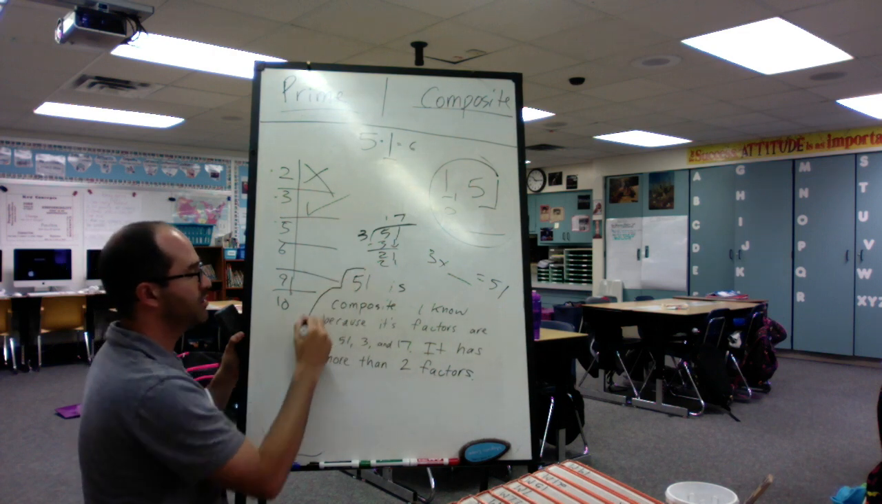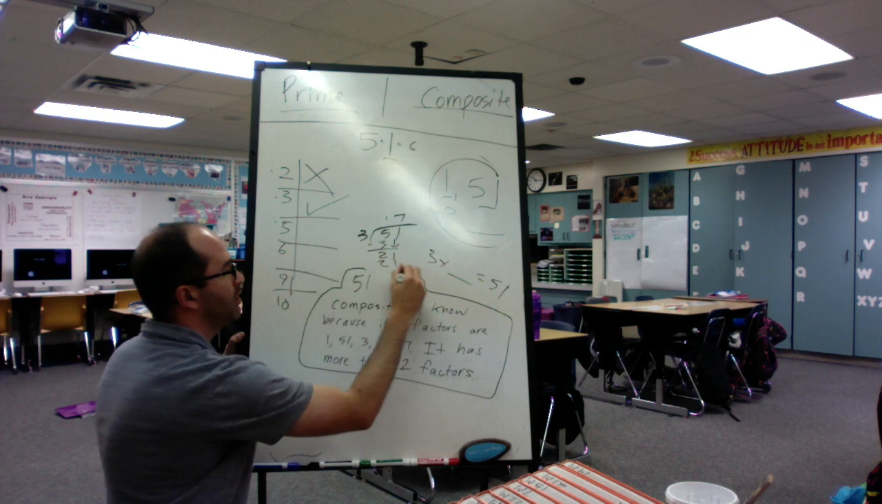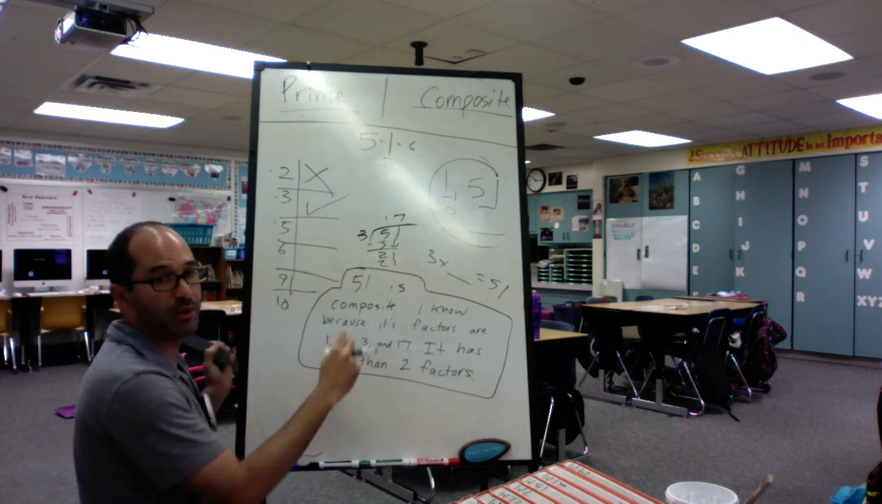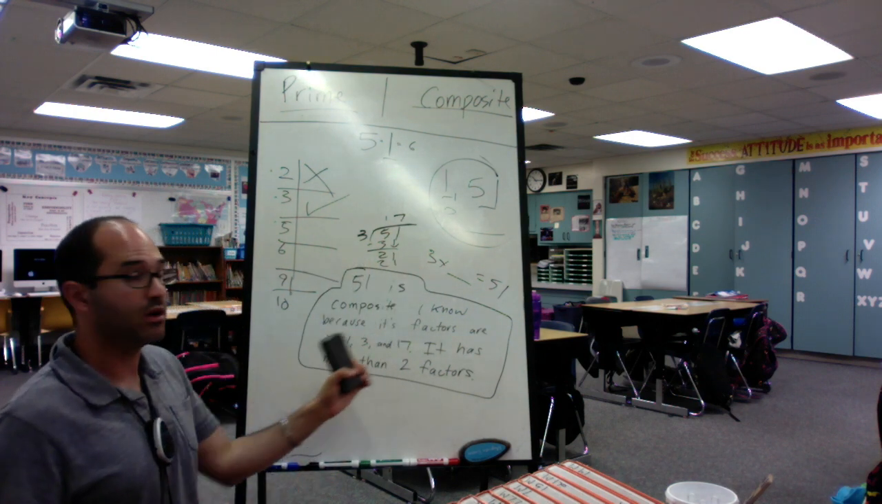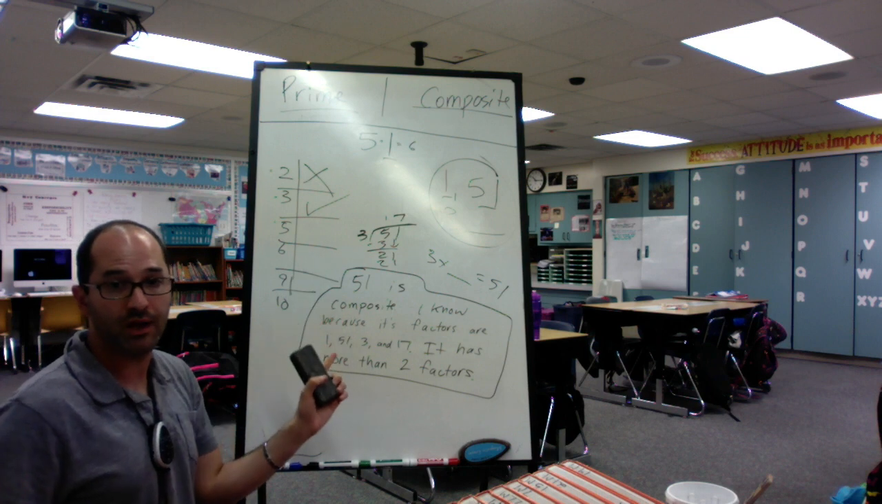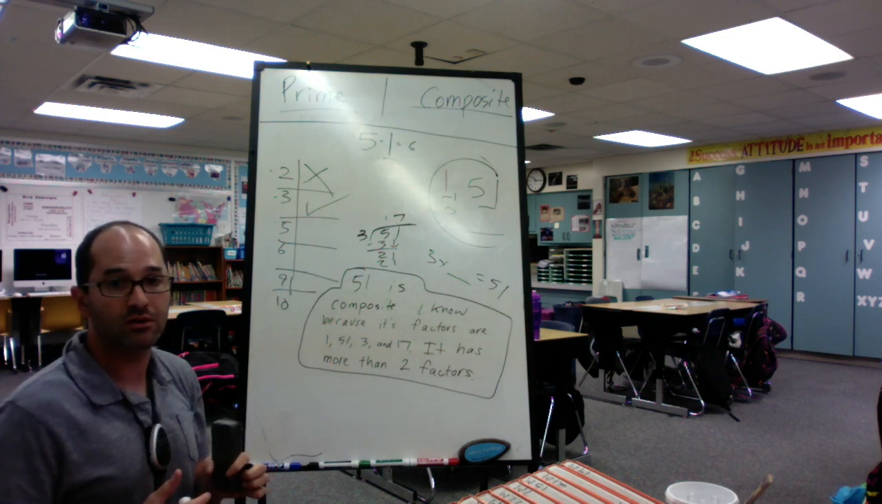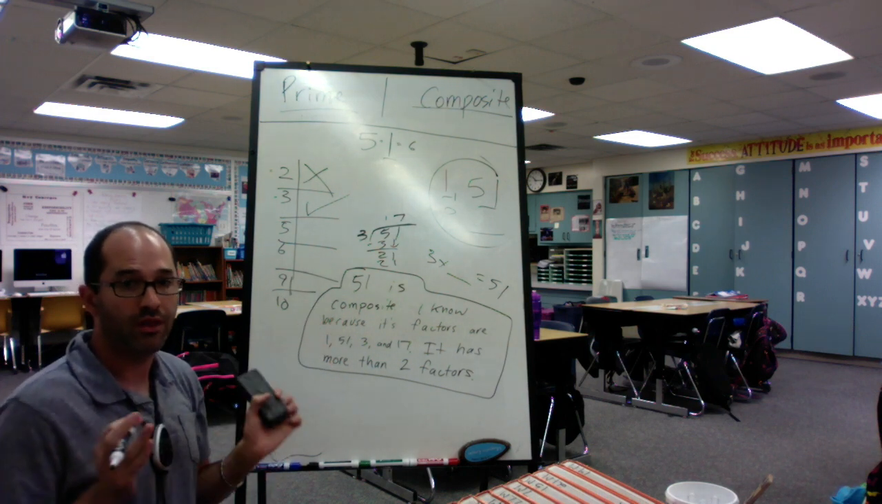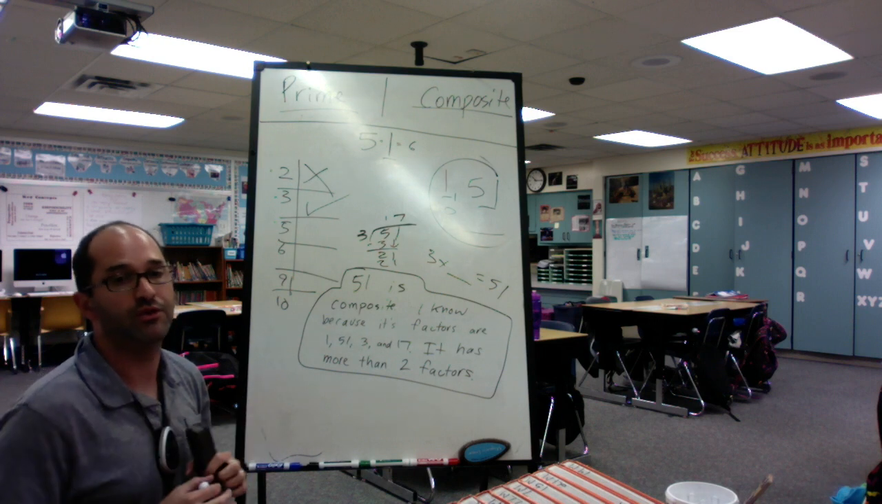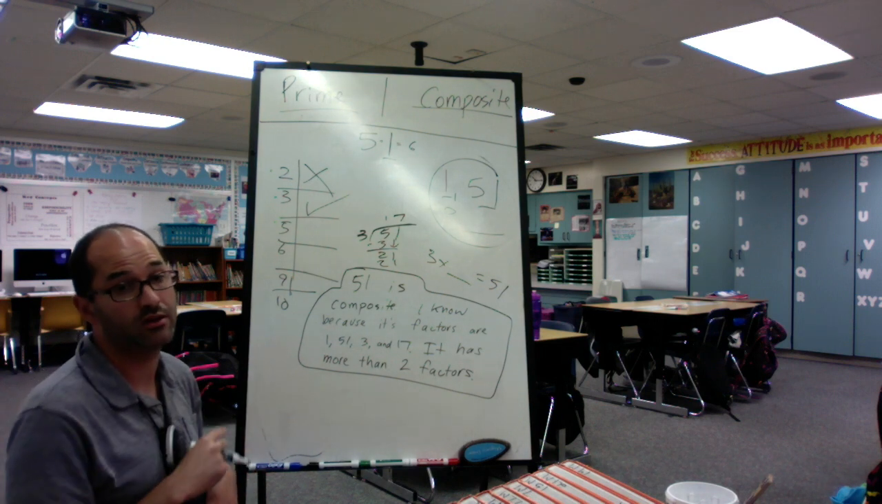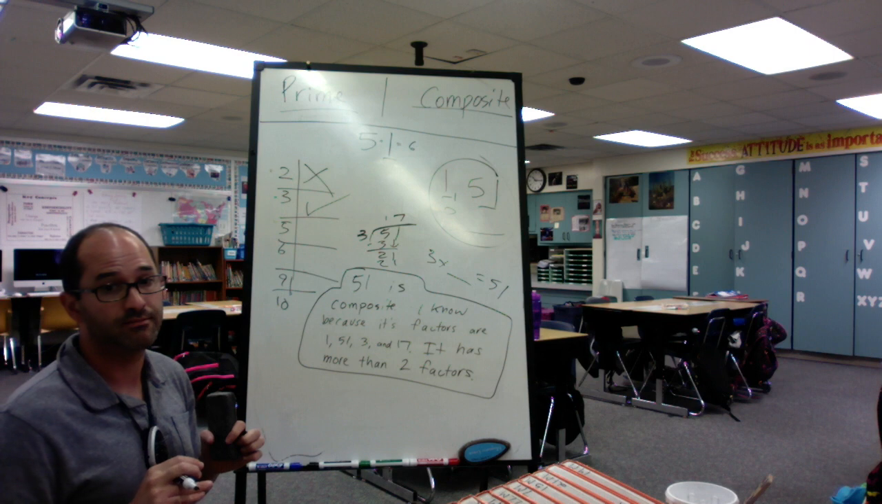This is an A+ answer because you explained. You didn't just say it has more than 2 factors, you showed me what those factors were. This is an A+ answer. 51 is composite. I know because its factors are 1, 51, 3, and 17. It has more than 2 factors. This one actually has 4 factors. That makes it composite. Okay?